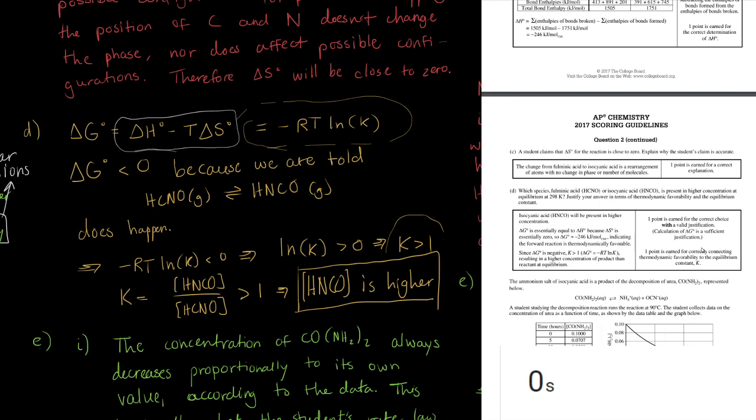So 1 point for correctly connecting thermodynamic favorability to the equilibrium constant K. Yes, I earned that point. I do have the correct choice. My justification is not valid, so I only earn 1 point.